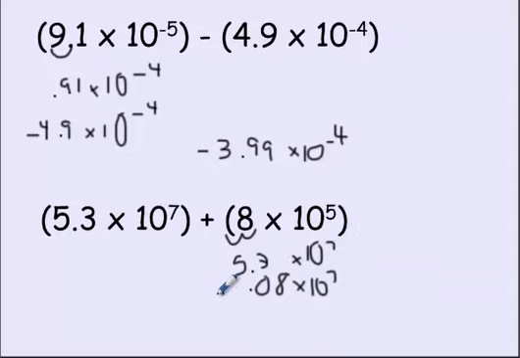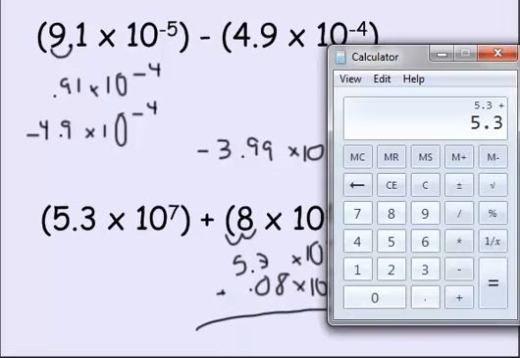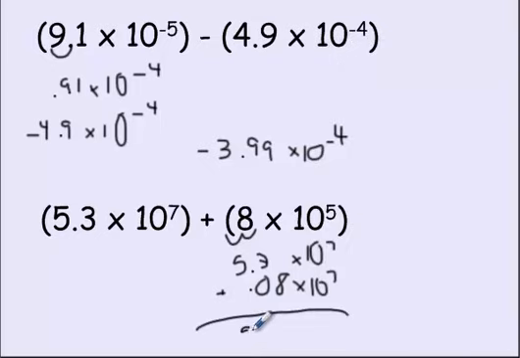So we can add these together. So 5.3 plus 0.08 is 5.38. All right, and since we have 5.38, I don't need to do any more adjusting, so this is just our answer, 5.38 times 10 to the 7th.